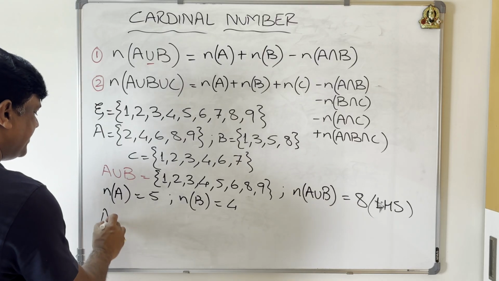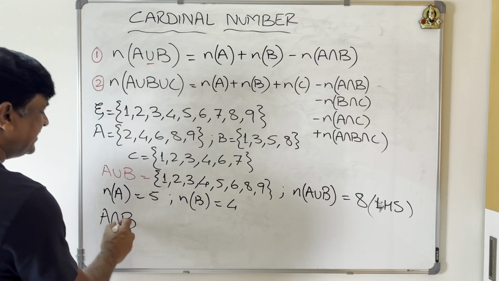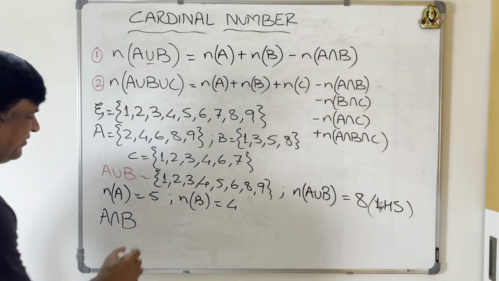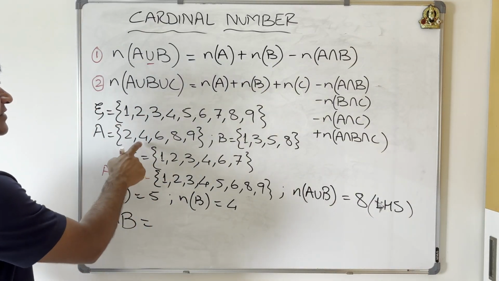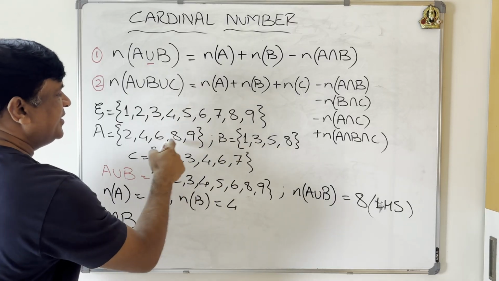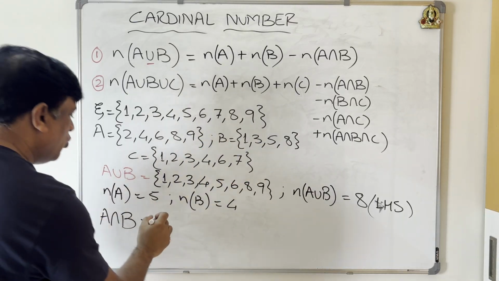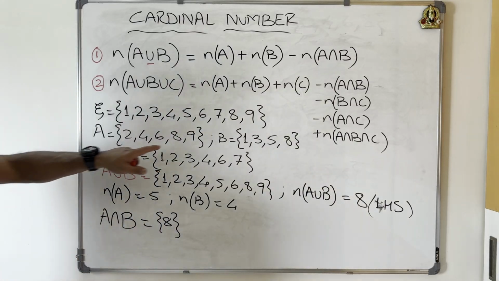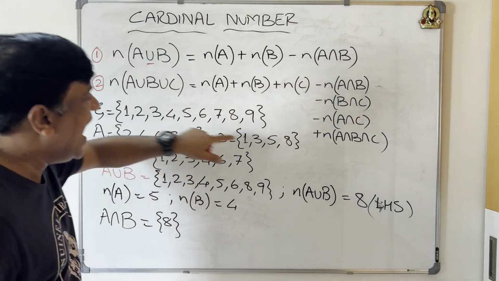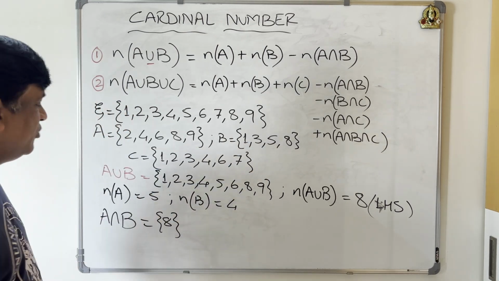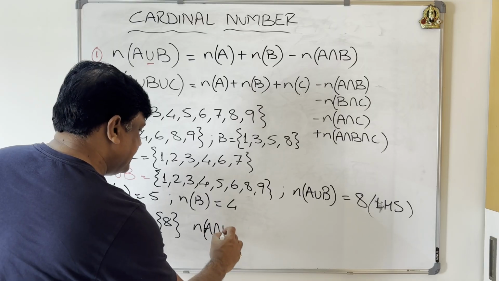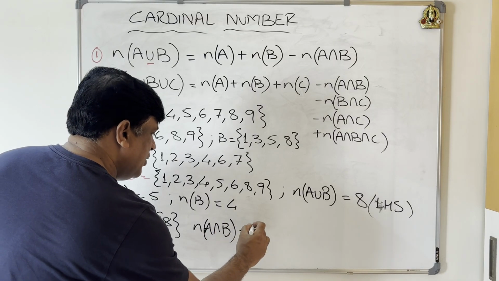Right, now let's find out A intersection B. Before we find out the cardinal number, you need to find out A intersection B. What is A intersection B? Look at it. It's only 8. There is only one element which is common. It is present in A and B. That's why we have 1. So therefore, the cardinal number of A intersection B is equal to 1.